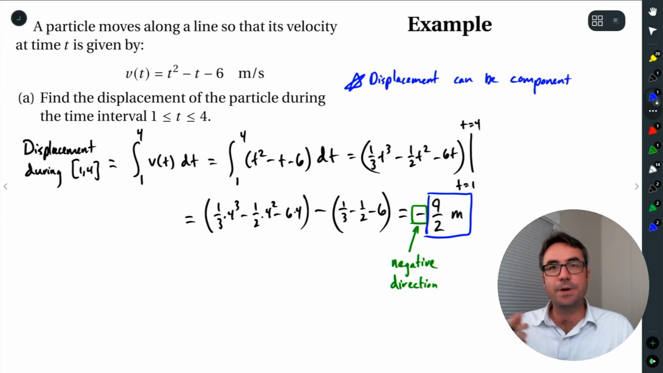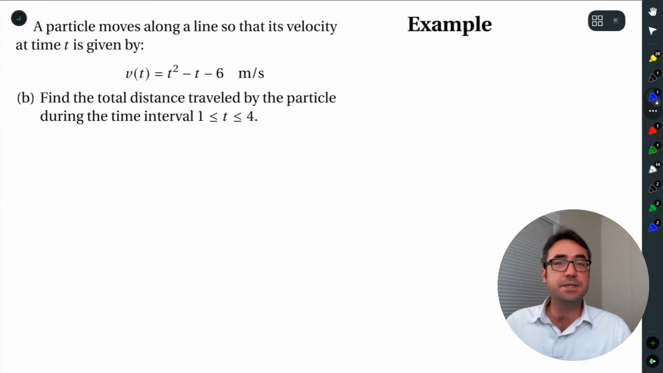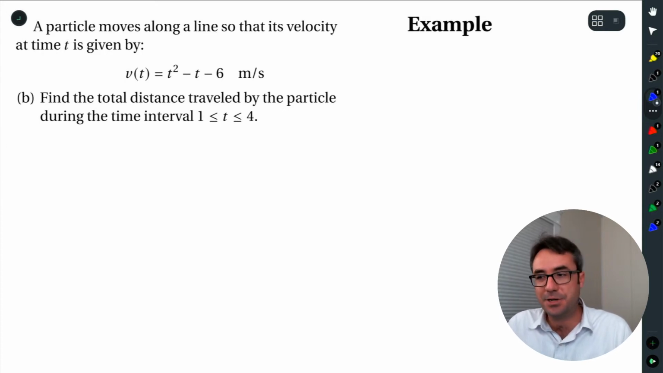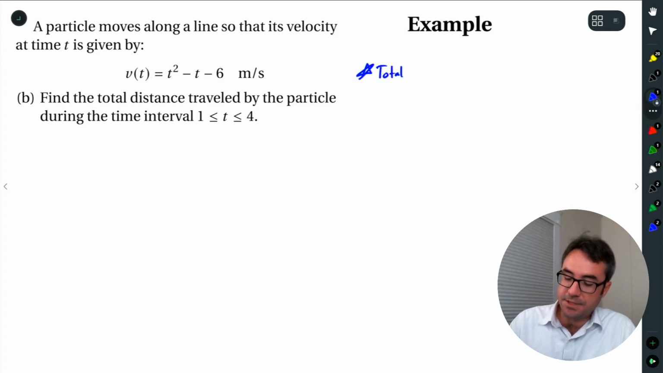Now we're going to contrast that with total distance. That's what we'll look at next, the total distance traveled by our particle during this same time interval from 1 to 4. Worth mentioning, total distance can't be negative.